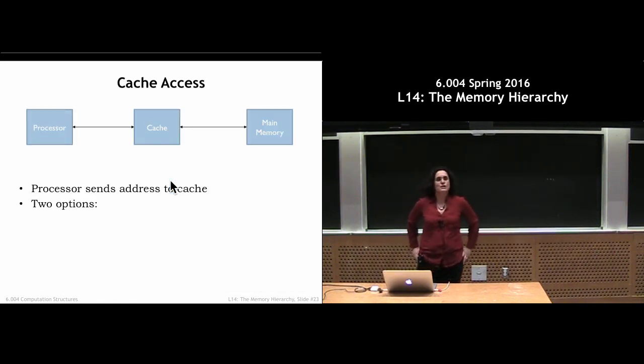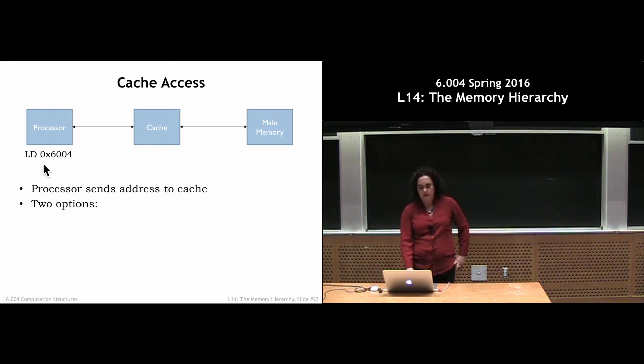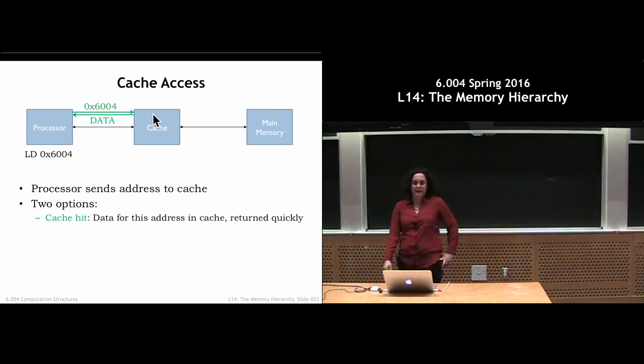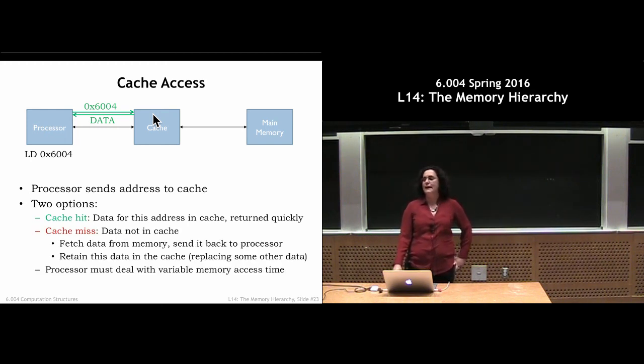Okay, so how does a cache access work? In a simple model, we have a processor here, we have our cache, and we have our main memory. Now, suppose that the processor wants to do a load of address 6004. Two options exist. Either the data is in my cache, okay? If it's in my cache, then we call that a cache hit, okay? And so I basically went to my cache, I said, is this 6004 address in the cache? It says yes, and then it sends that data back, okay?